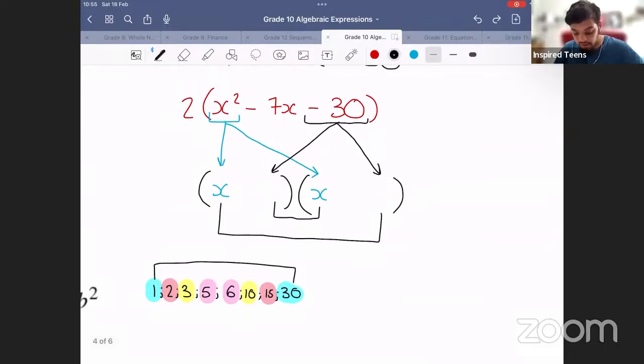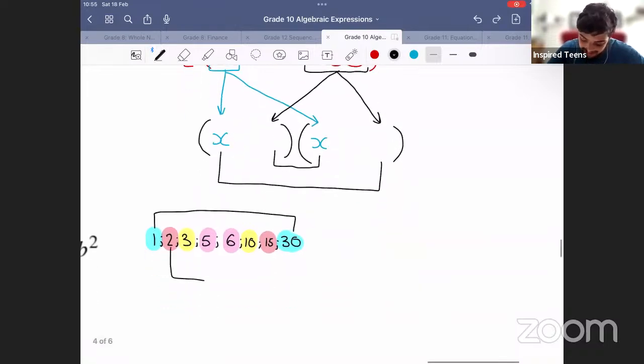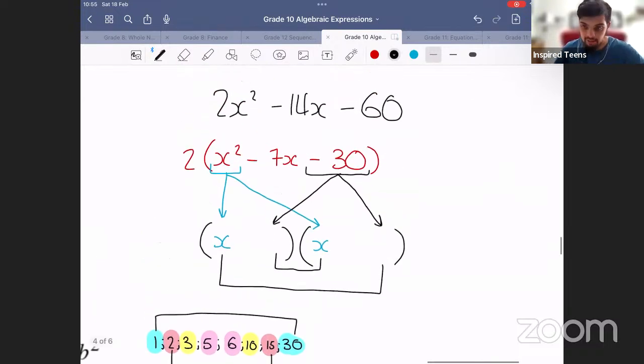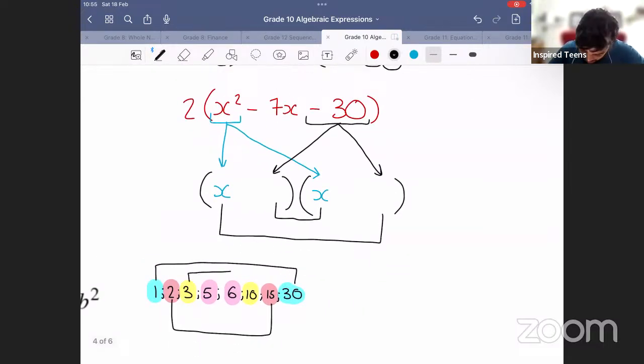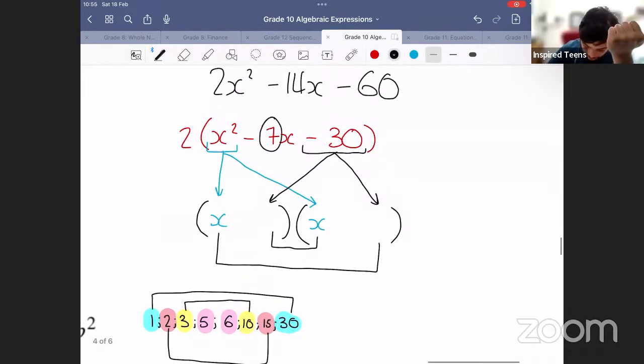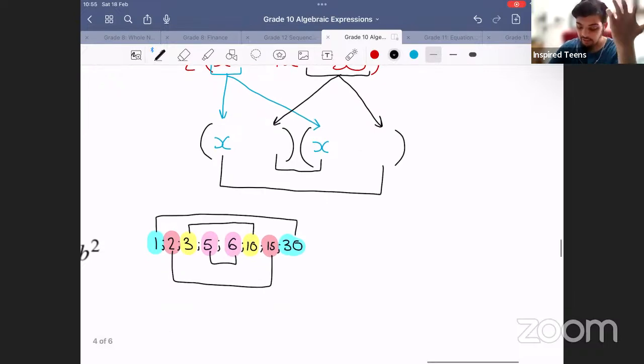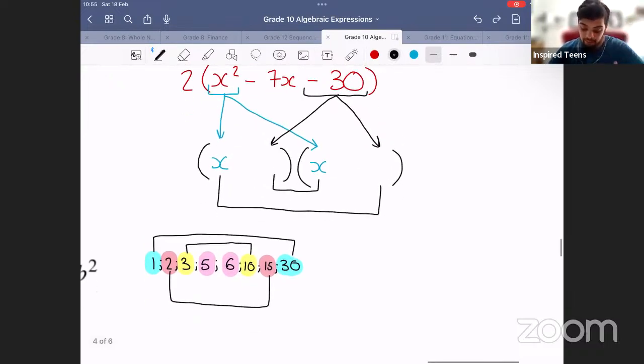Let's try 2 and 15. When I add 2 and 15, I get 17, or when I subtract them, I get 13. It's not 7. Let's try 3 and 10. When I add 3 and 10, I get 13. Yes, you do need to get -7, but we'll talk about signs in a second. When I subtract 10 and 3, however, I get 7. That's perfect, because that is my middle term. Again, 5 and 6 doesn't work; you get 11 or 1. So the factor pairs that I'm going to choose are 10 and 3.